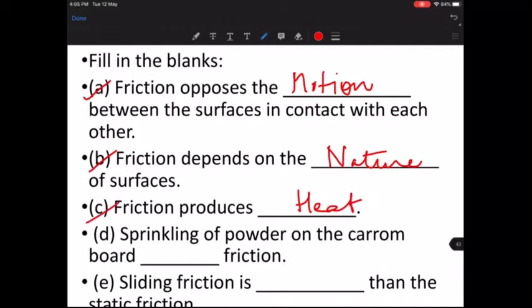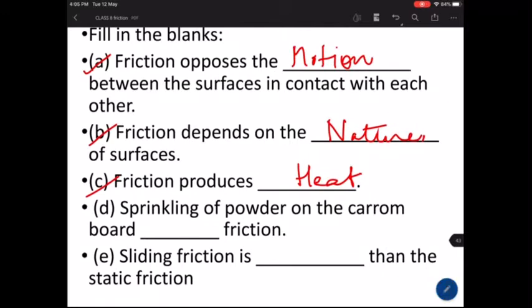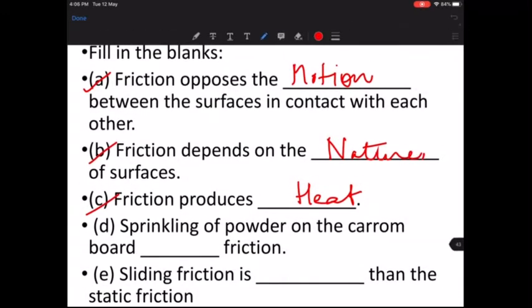Next is sprinkling of powder on the carom board will dash the friction. What happens when you sprinkle the powder on the carom board? The coin starts to move quickly. So basically your movement of the coin becomes very, very fast. That means when you add the powder, the friction should become less. So it will reduce the friction.